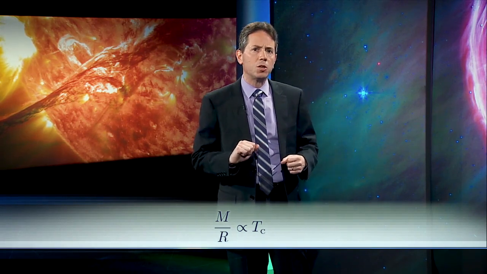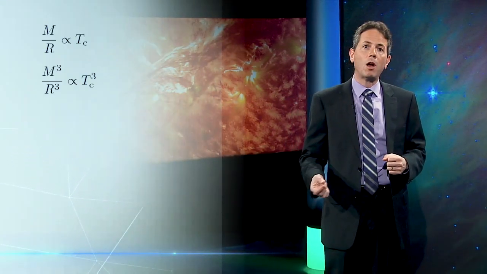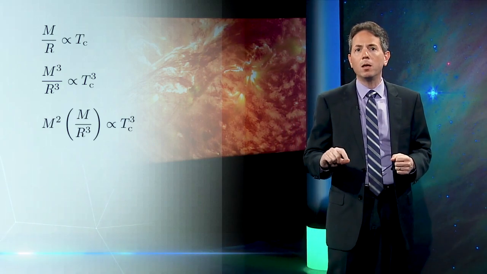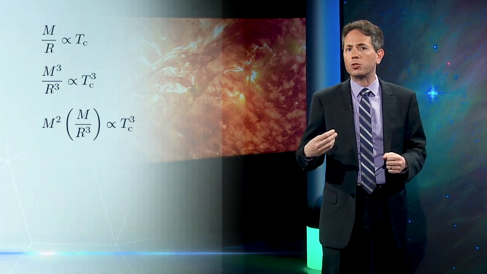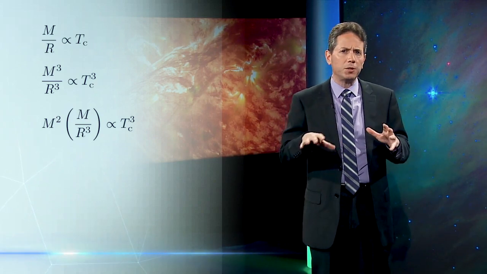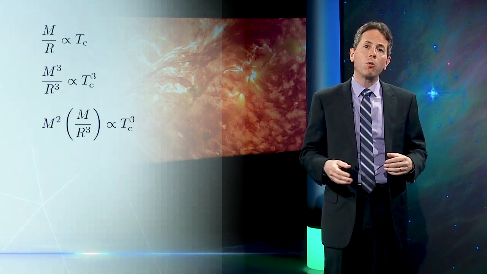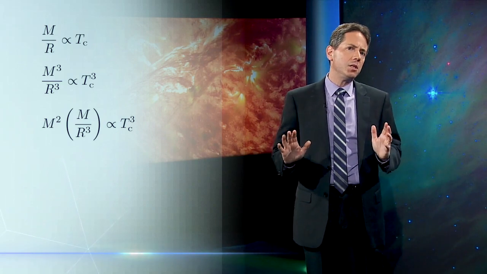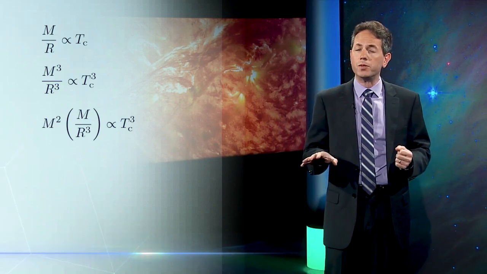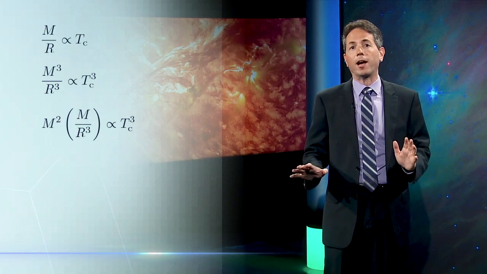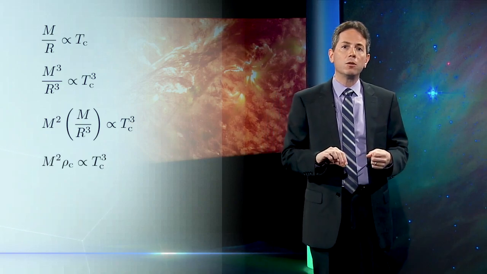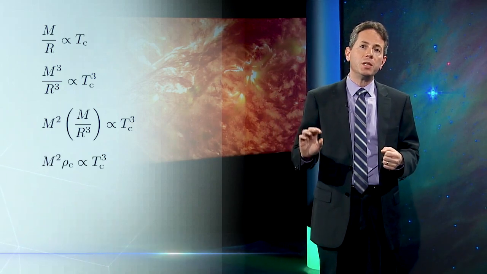Let's write that in terms of central density instead of radius. We'll start by cubing the equation and writing the left side as M squared times M over R cubed, because that way we recognize the second factor as being proportional to density. Strictly speaking, M over R cubed is proportional to the average density, not necessarily the central density, but it's a decent approximation to assume that the central density is always higher than average by the same factor. In which case, we can rewrite the equation as M squared times rho c is proportional to Tc cubed.